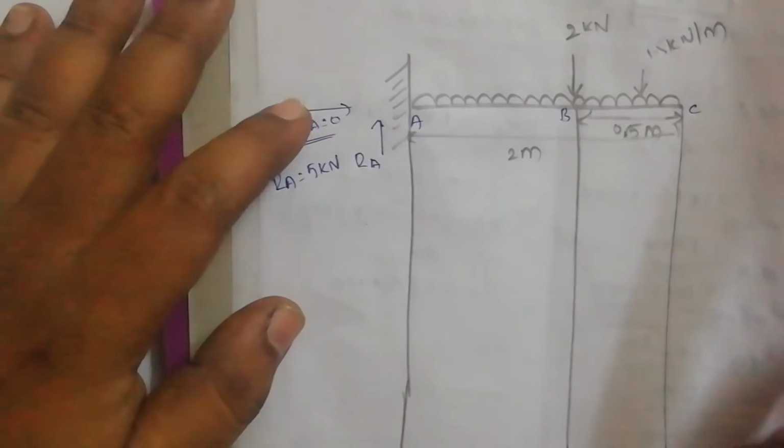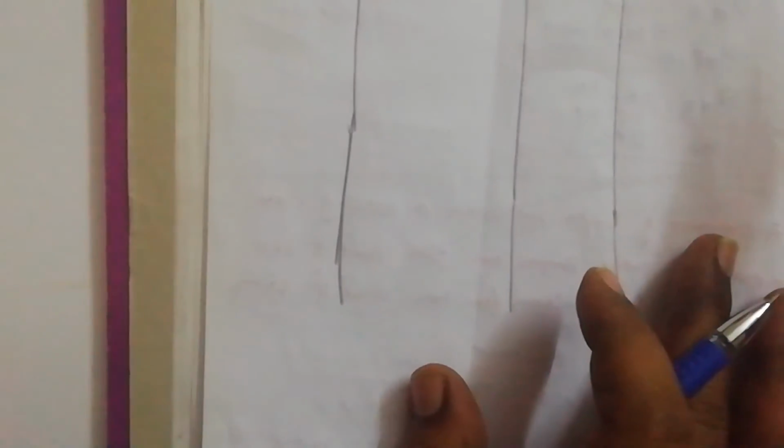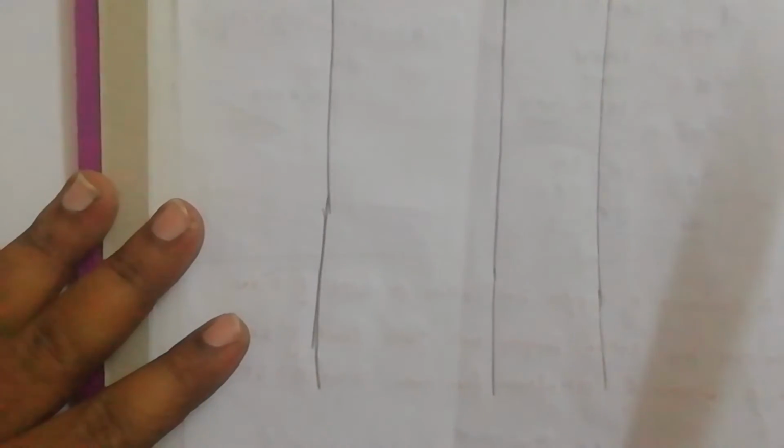If you get any value for the horizontal force, then you have to draw the horizontal shear force diagram, but most of the time you will not get horizontal reactions. Okay, clear? Once you solve this, I will go for shear force and bending moment calculation. Let us draw the shear force and bending moment calculation here.